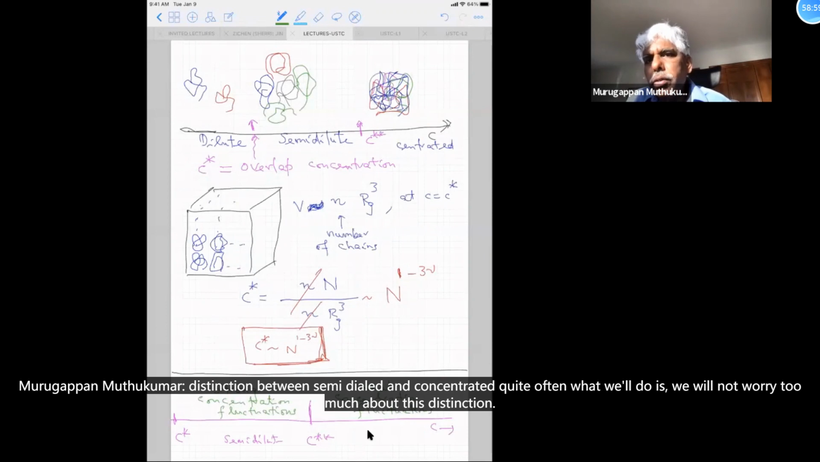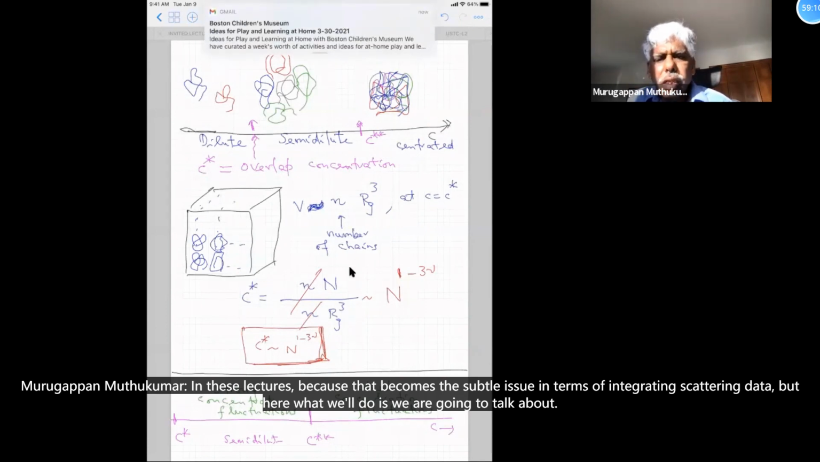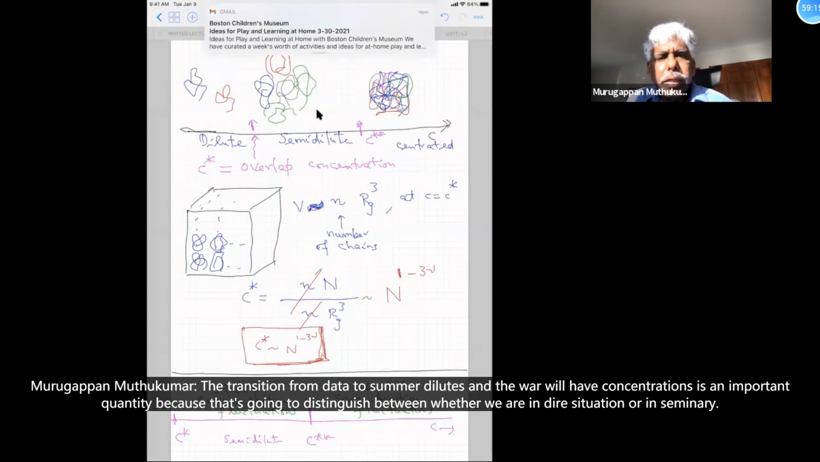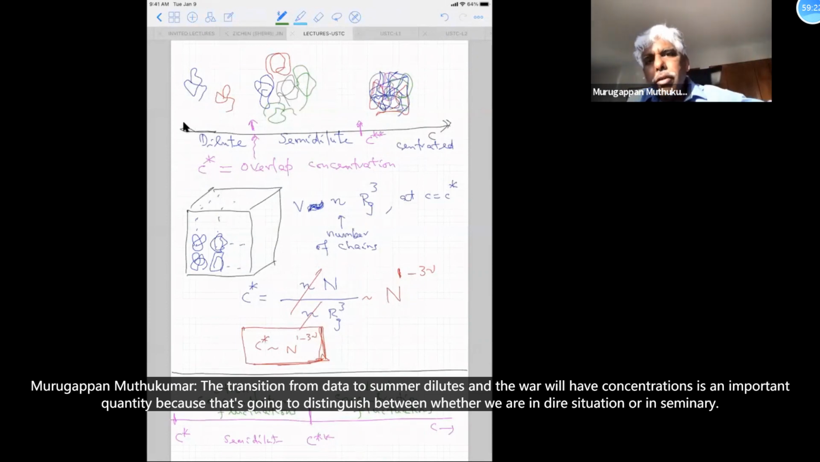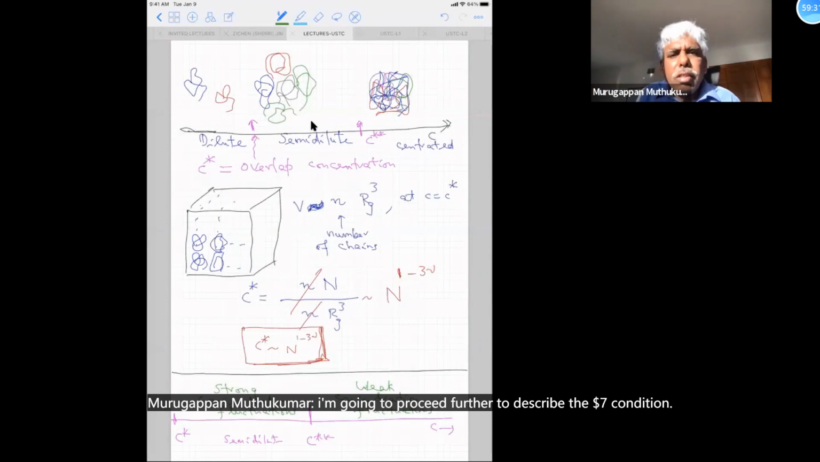Quite often we will not worry too much about this distinction in these lectures, because it becomes a subtle issue in terms of interpreting scattering data. Here we are going to talk about the transition from dilute to semi-dilute, and the overlap concentration is an important quantity because it distinguishes whether we are in dilute solution or in semi-dilute solution. Okay? Now let's proceed further to describe the semi-dilute condition.